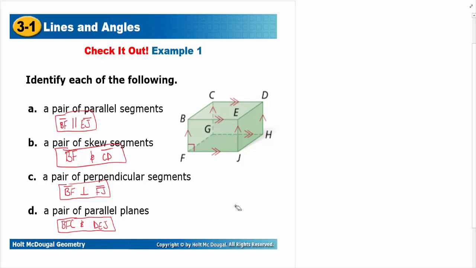So again, you have to make sure you at least understand what the question's asking. As long as you are still labeling parallel segments, skew segments, perpendicular segments, or parallel planes, if you label differently, it doesn't matter as long as it represents the same thing. Okay, what I mean by the same type of thing.